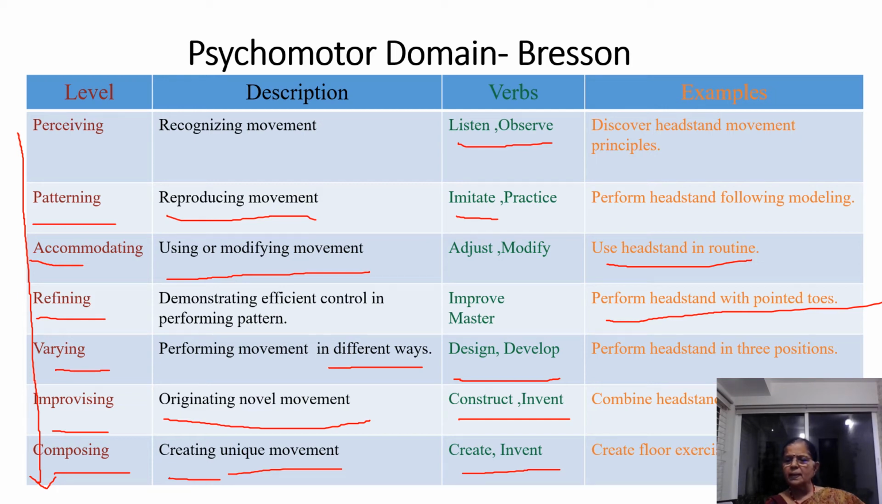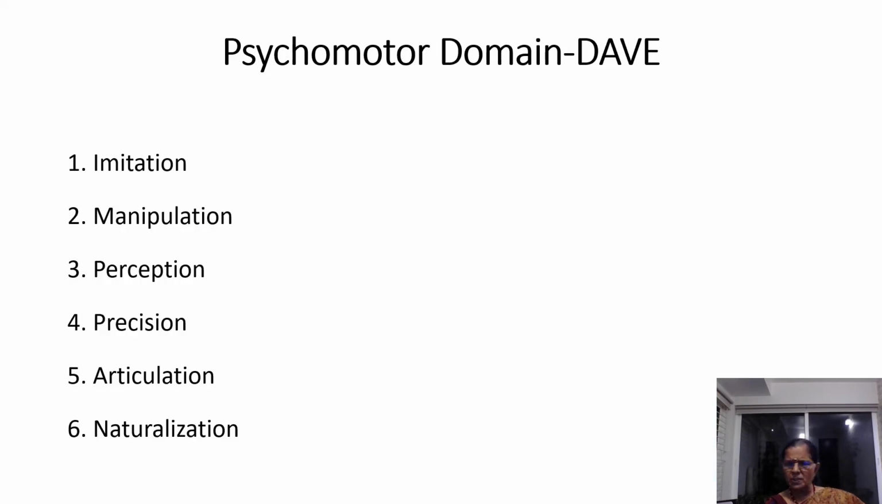And there is one more psychomotor domain classification by Dave, which is also popular. Just get familiarized with the levels. See, the lowest level is imitation. We saw it in level 2 of the Brayson classification. And then manipulation, then comes perception, and then comes precision. See, in any movement, precision should be there.